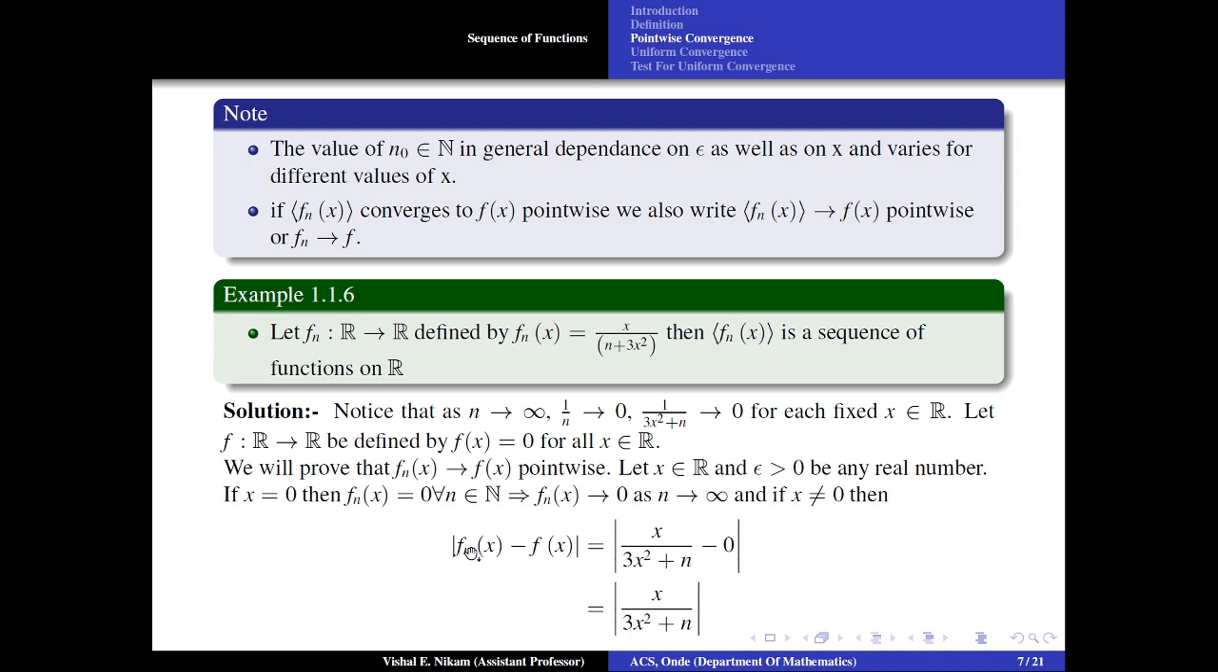For this we have to consider the absolute difference of fn of x minus f of x, which is equal to mod of x upon 3x square plus n minus 0, because f of x is the 0 function.